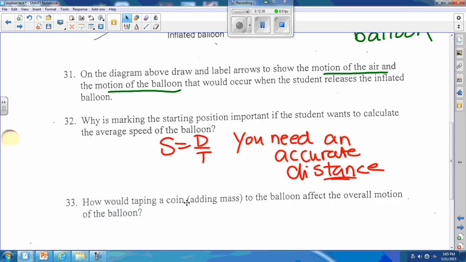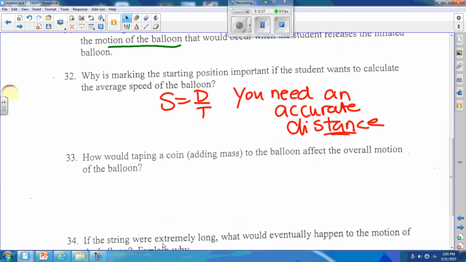All right, how would taping a coin, so you're adding mass to the balloon, affect the overall motion? Force equals mass times acceleration. This would actually make it slow down because if you're adding mass, it's going to take more force. You have the same amount of air in there, so the motion is affected.